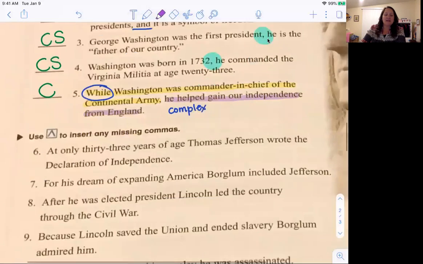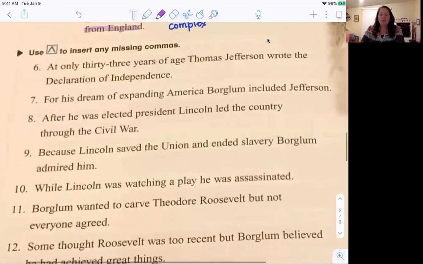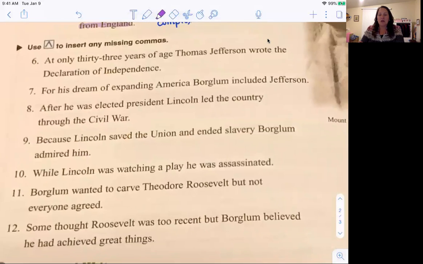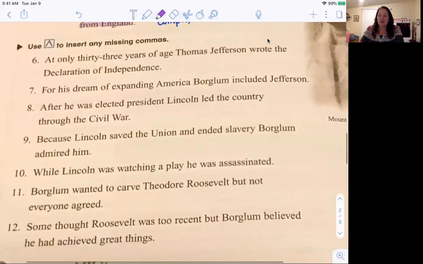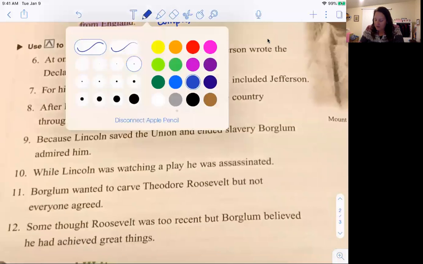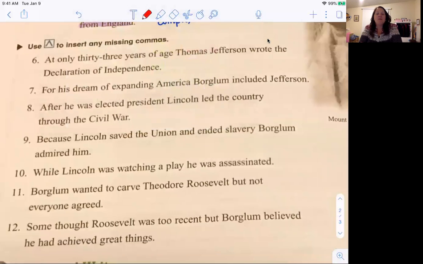Okay, let's look at 6 through 12. It says use a caret to insert any missing commas. I'll give you one hint. All of them are going to need a comma at some point. Number 6, at only 33 years of age, Thomas Jefferson wrote the Declaration of Independence. Now, if you want to challenge yourself, pause and come back and then see if you get what I get. But I'm going to go over this with you.